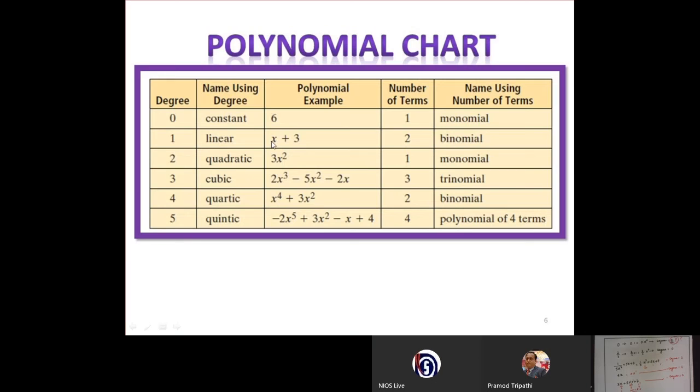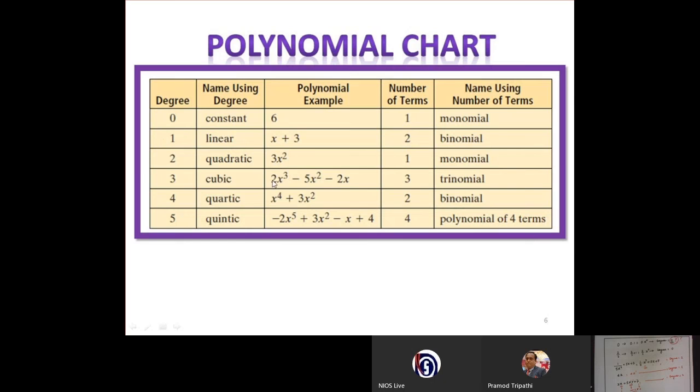Similarly, x plus 3 has two terms, so term wise it is a binomial. Degree wise, it is a linear polynomial because the exponent of x is 1 here. Quadratic polynomial, 3x square: the degree is 2, so it is quadratic, but there is only 1 term here. We should not be confused. A term is separated only when there is a plus or minus sign in between. So 3x square is only one term. It is a monomial.